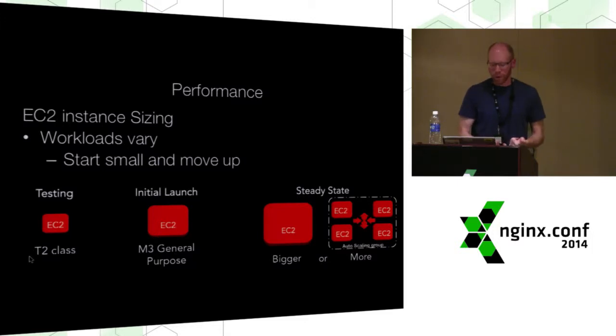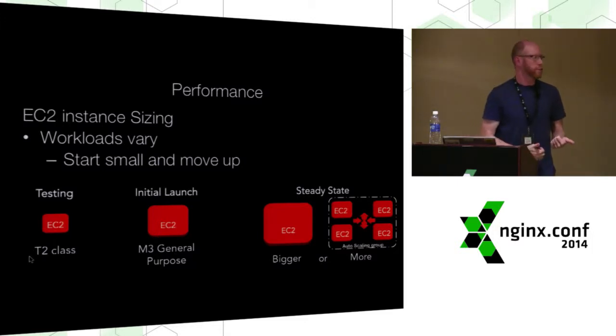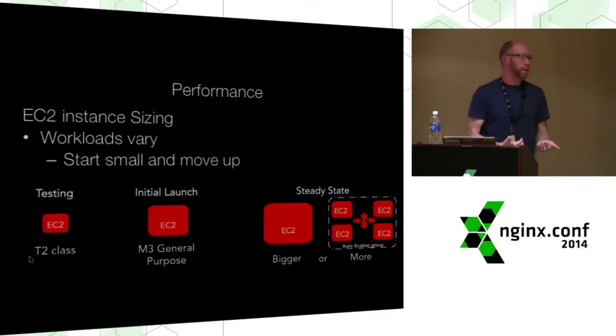So the recommendations are that your workloads are going to vary. So start small and move up. With AWS, it's very easy, with a click of a button, to change instance type and go to a bigger instance for your existing configuration. In a few minutes, you're running on that larger instance type.